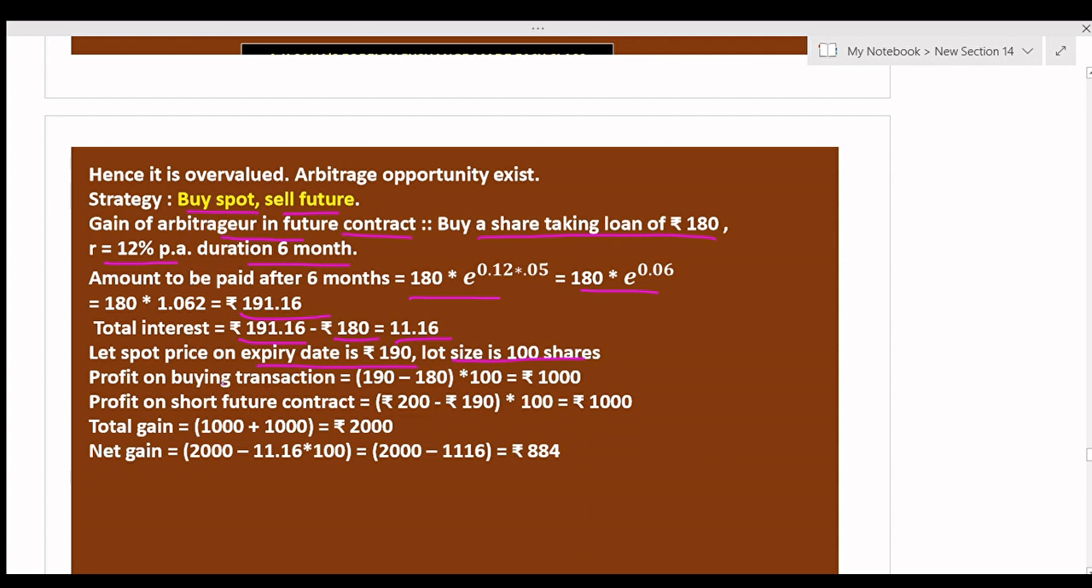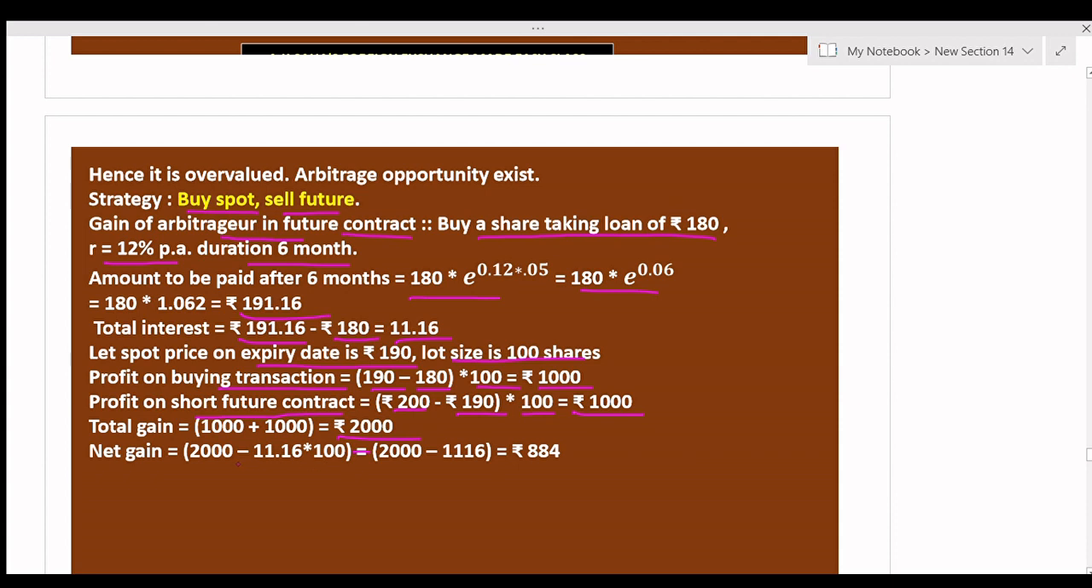Now find out the profit on buying transaction. 190 minus 180. 190 is higher than 180, that is buying price, and selling price is 190, into 100, the lot size, is equal to rupees 1000. Now profit on short future contract. Now 200 is the spot future price and 190 is the expiry future price, which is lower than the spot future price. Into 100 it will be the profit on short future contract, that is equal to rupees 1000. Now total gain will be 1000 plus 1000 is equal to 2000.